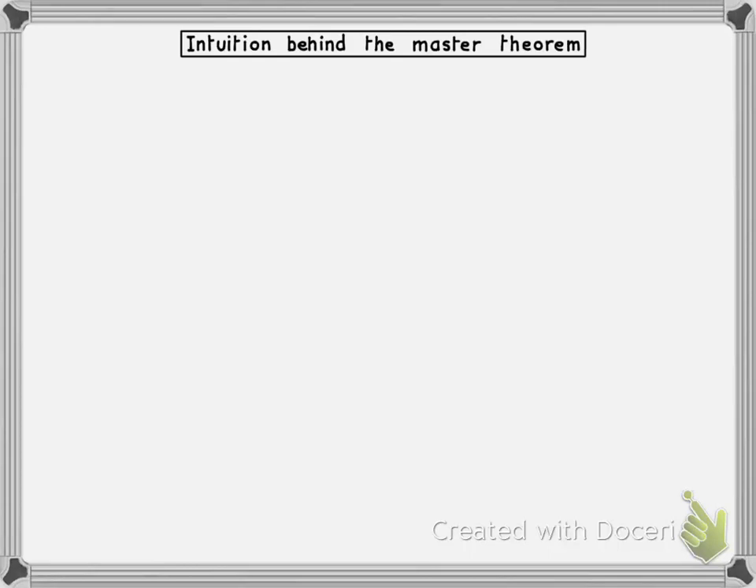Welcome back. In this segment, we're going to explain why the master theorem works. Instead of giving a formal proof, we're just going to provide the intuition behind the proof. Now remember how we trace the execution of a divide and conquer algorithm like the merge sort algorithm.